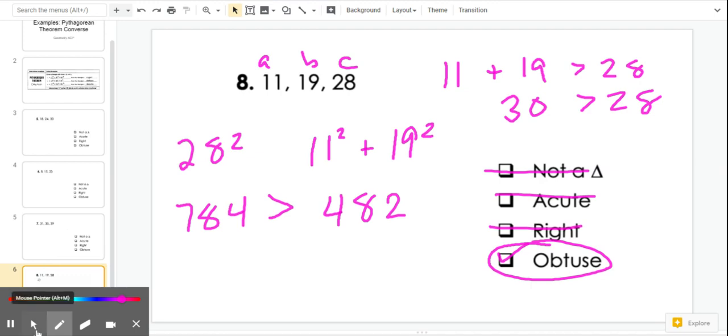So that's it for the Pythagorean theorem converse. It's just saying that if you have a triangle, you can figure out what kind of triangle it is just by the side length.